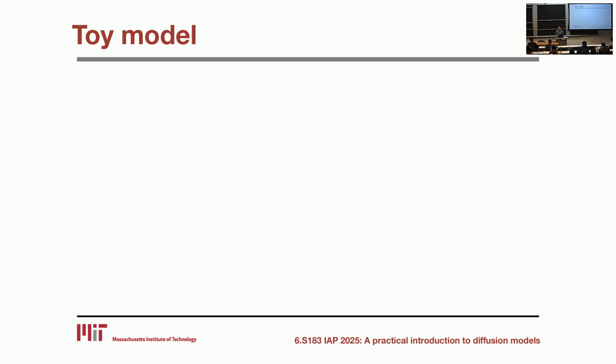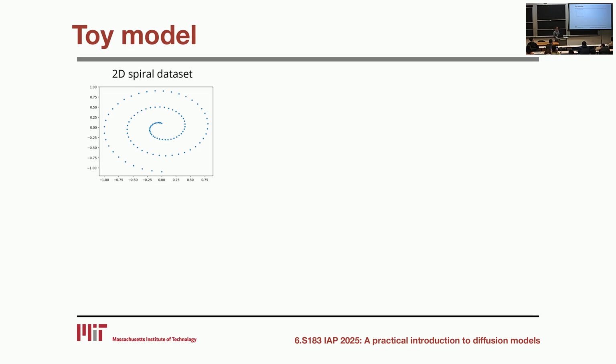To make things more concrete, let's try to train a diffusion model on a toy example. We start with this 2D spiral data set. Our data just consists of points on the spiral. It's a very simple two-dimensional data set, basically the x and y coordinates of these points. And you can add different levels of noise, which you can see will distort the spiral into basically a uniform Gaussian distribution.